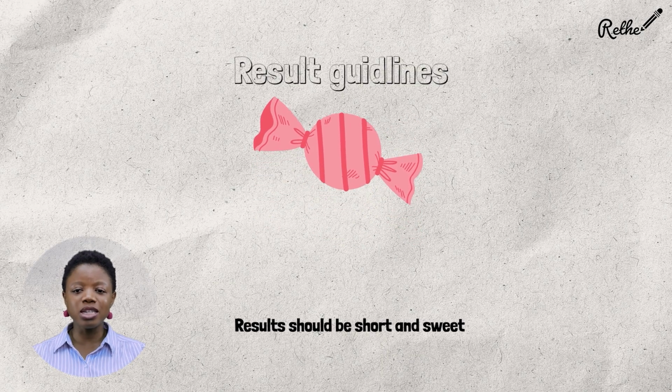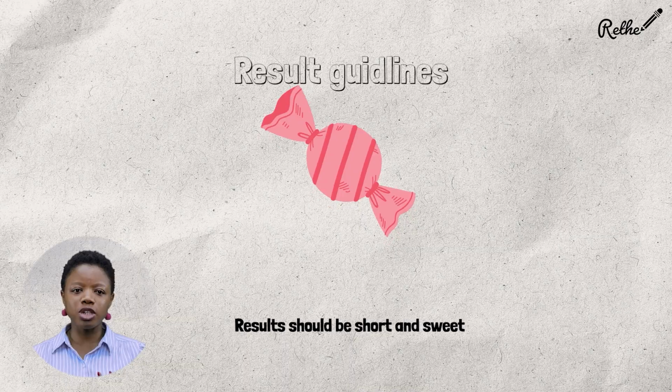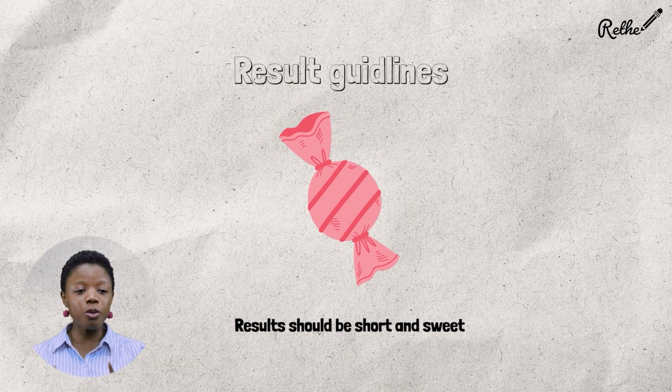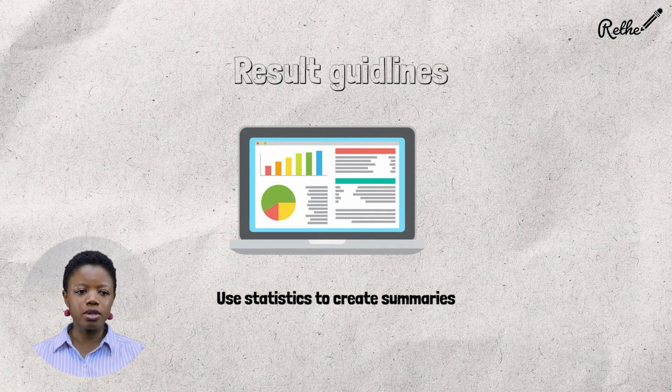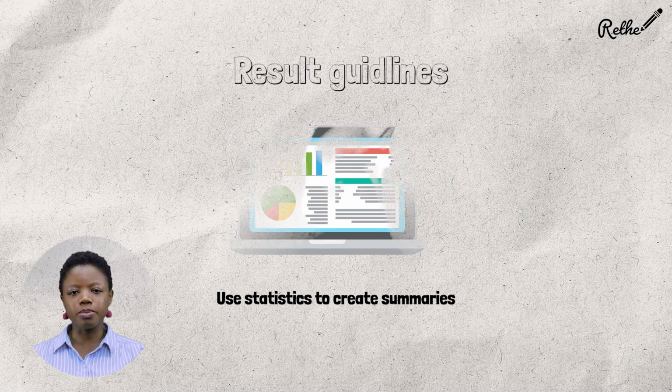If you've written a detailed method section, your results will be short and sweet. Remember, your method description should be in the method section, not in the results. Use statistics to create summaries. If you did 100 experiments, calculate the mean, median, or other measure that can best summarize the information for the reader.